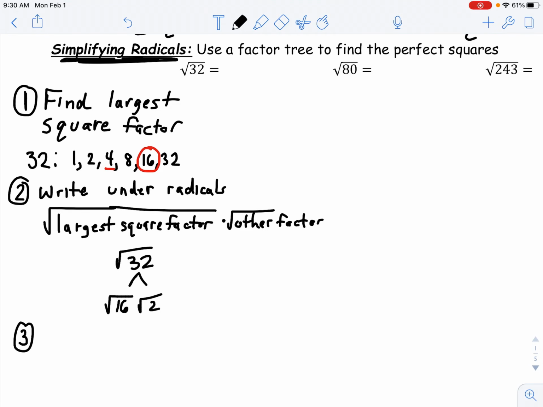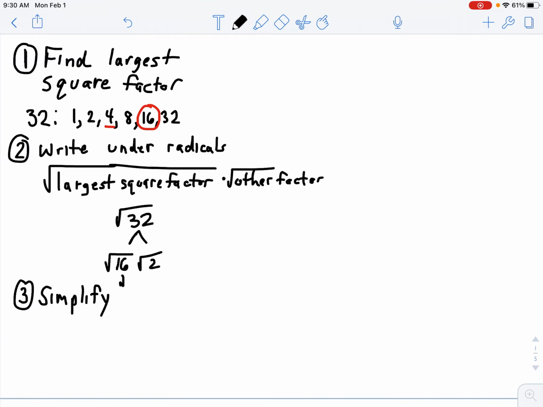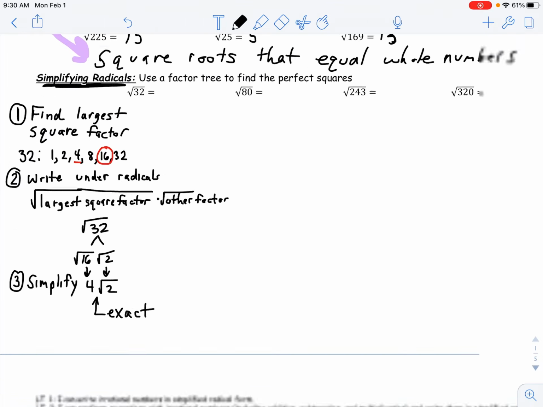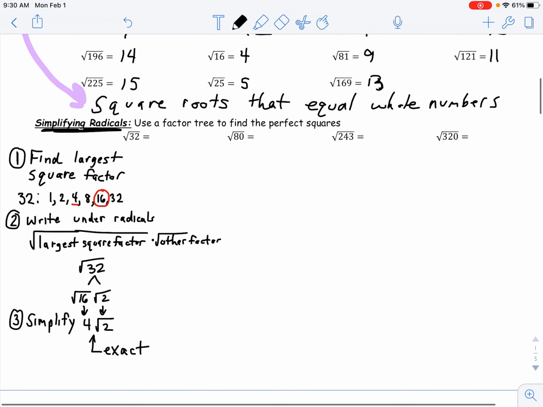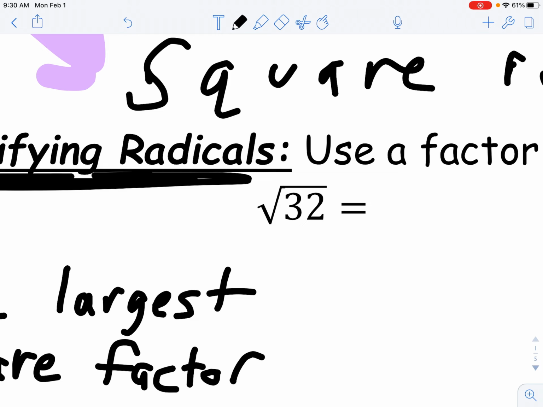And then step 3 is simplify. Well, we just practiced this. What's the square root of 16? 4. What's the square root of radical 2? It cannot be simplified. And this is an exact answer. So we're simplifying exactly. So going back up here, we have the square root of 32.